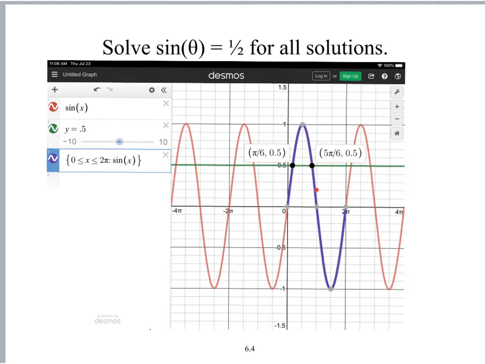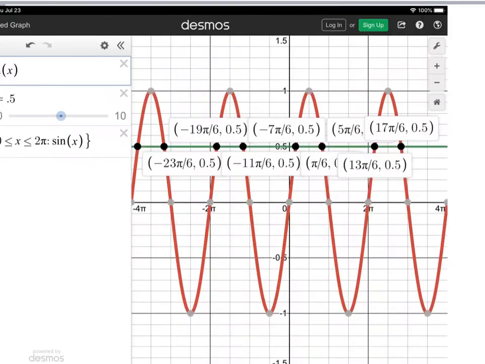And then of course on the negative side as well. This is one cycle of sine x. It's one trip around the circle, right? From 0 to 2 pi. And then it repeats and crosses again back here. So there's a bunch of solutions, and how do we come up with an expression to express all those solutions? I got Desmos to label all these for us, nicely in radian measure. So here's the pi over 6 solution.